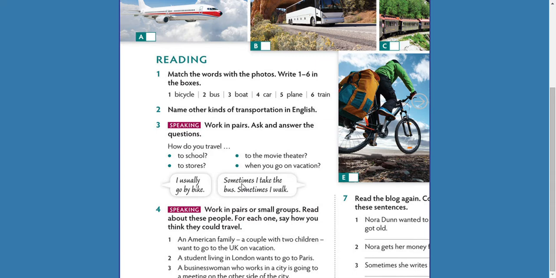How do you travel to school? I usually go by bike. I usually go by taxi. Or sometimes I take the bus, sometimes I walk. It depends. For example, the students from Cerro Alegre, they walk. They always walk. Let's continue with number 4.